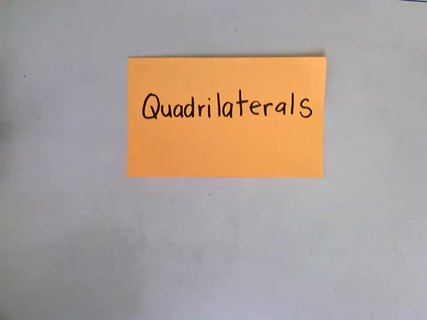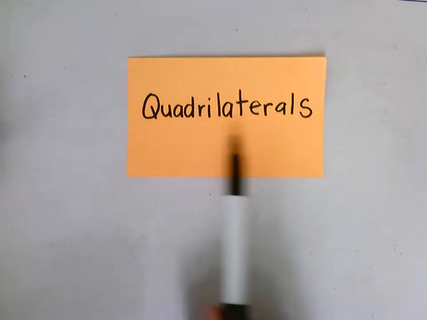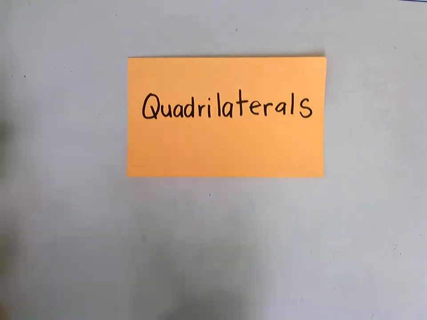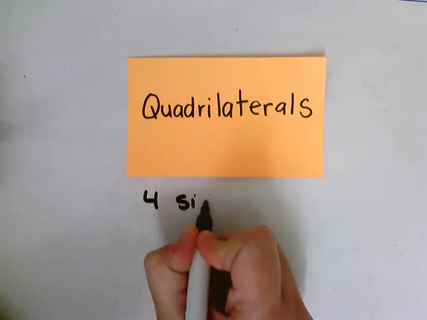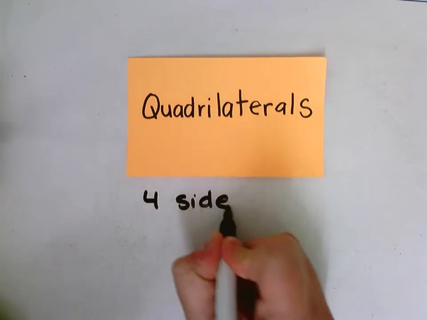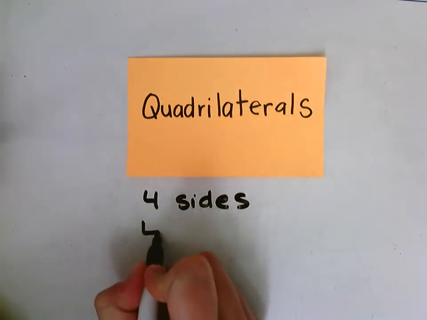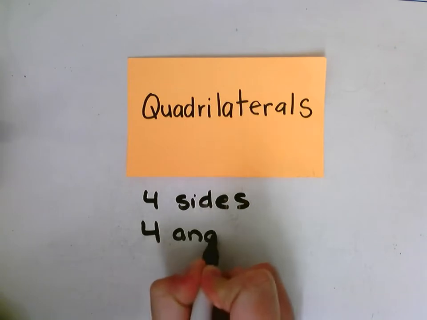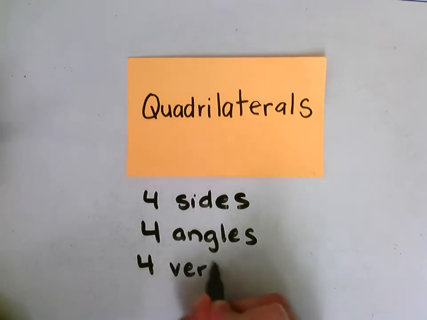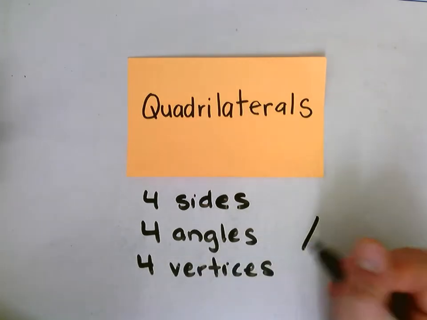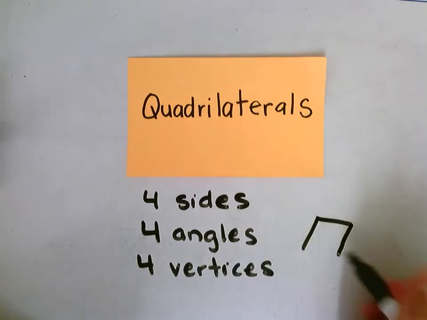All right, today we're going to talk about quadrilaterals. Quadrilaterals are a four-sided shape. So quadrilaterals have four sides, four angles, and four vertices.